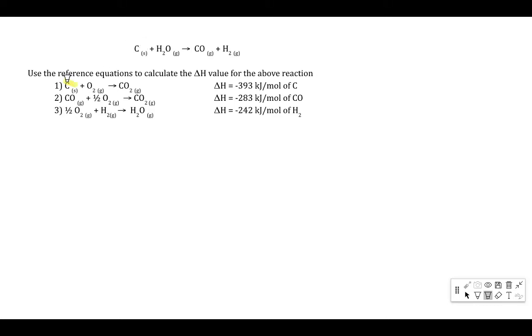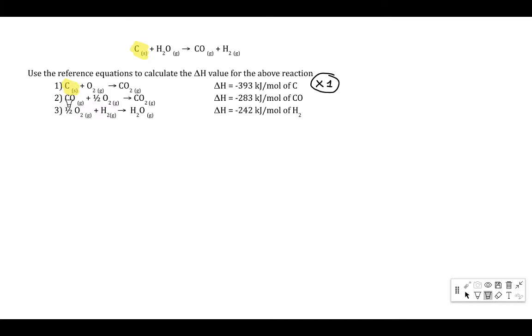So the only thing I have in common is the carbon, right? And I'm going to check for the coefficient first, so it has the same coefficient, and for both of these equations, it's on the reactant side. So I'm pretty happy with that. So I'm not going to change anything about this reaction. I'm just going to write multiplied by 1, right? I'm going to keep that the same.